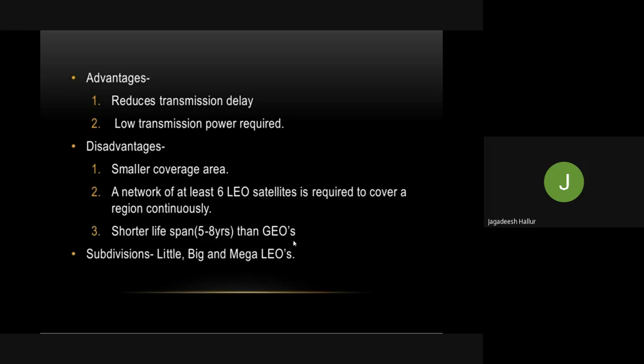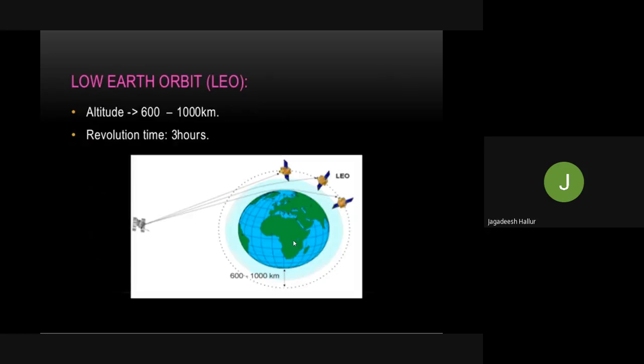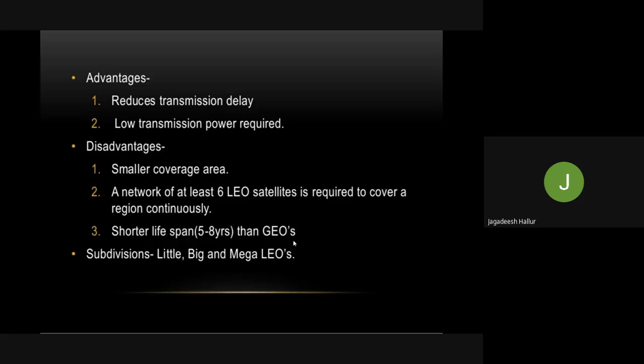These are the advantages and disadvantages of low Earth orbit. Here, the height of the satellite is 600 to 1000 kilometers and it revolves 8 times in a day around the Earth.